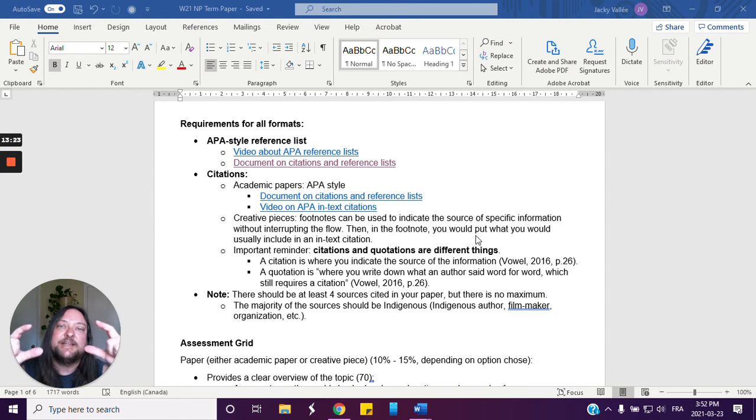So instead of having it in the text where it kind of breaks up things, like, I don't know, Patel, 2012, page 38, you would just put that in a footnote at the bottom of the page. And so that'll make things nicer, right?